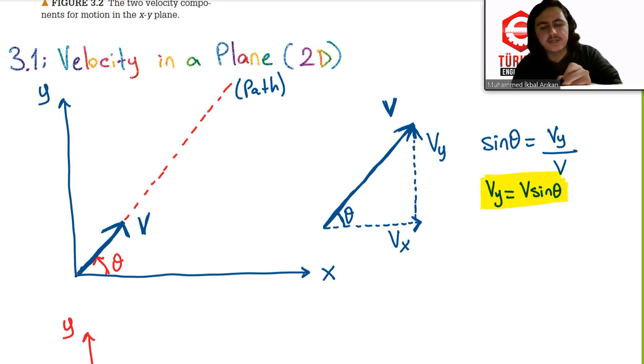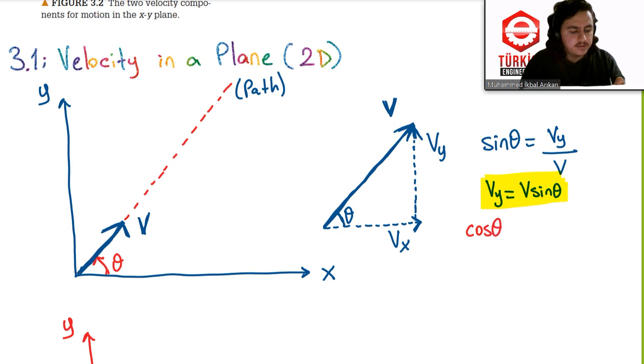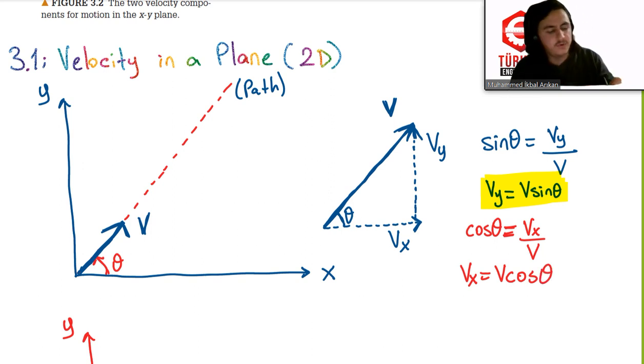What about the second formula for Vx? Cosine theta will be just adjacent divided by the hypotenuse, right? So I will get Vx divided by V for cosine theta. So when you multiply both sides by V, you will get Vx equal to V cosine theta. So these are my formulas.